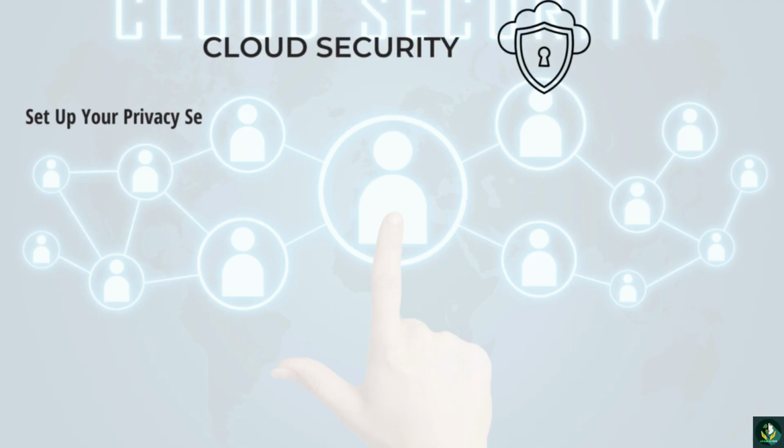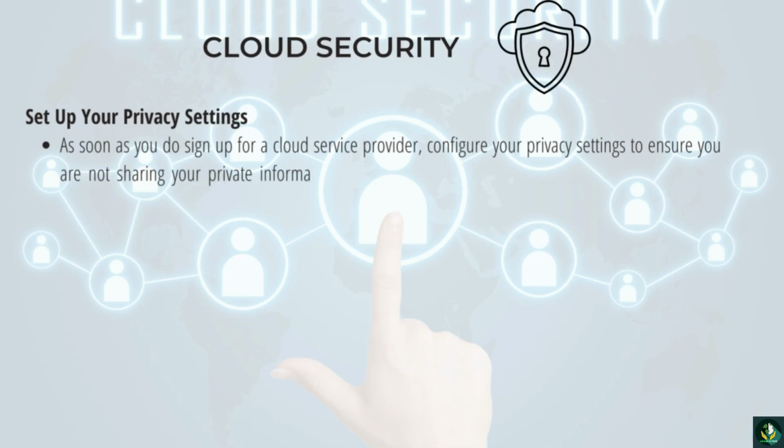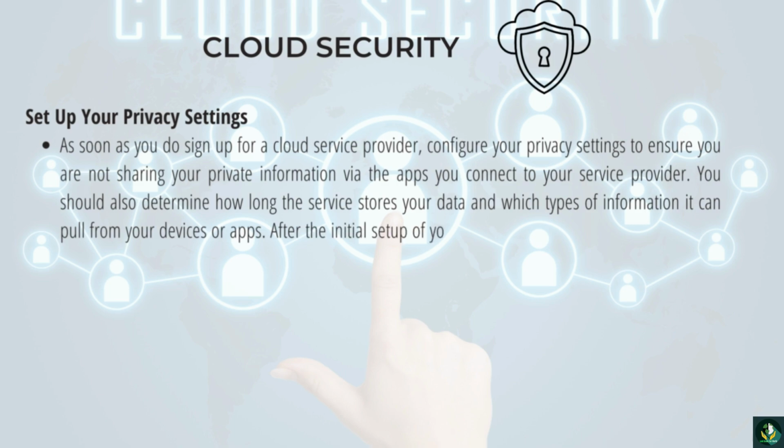Set up your privacy settings. As soon as you do sign up for a cloud service provider, configure your privacy settings to ensure you are not sharing your private information via the apps you connect to your service provider. You should also determine how long the service stores your data and which types of information it can pull from your device or apps. After the initial setup of your privacy settings, check and reconfigure every few weeks to ensure they remain safe.